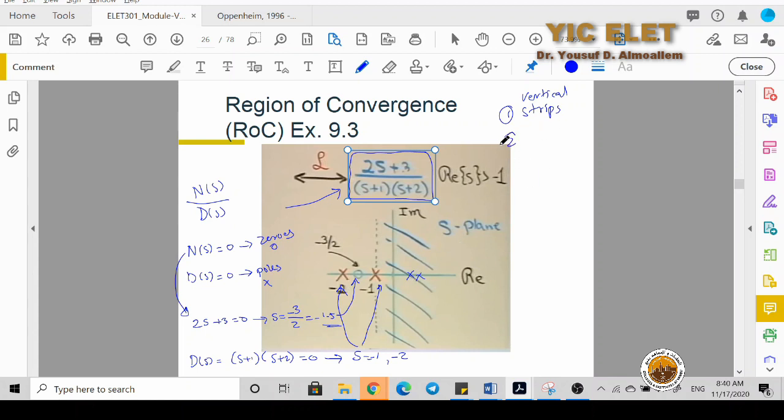Now, the second point is that it has to be connected. You cannot have two strips that are not connected. It has to be connected. It doesn't work to have a strip here and a strip there. No, it has to be connected. Third one, we cannot have a pole in our region of convergence.